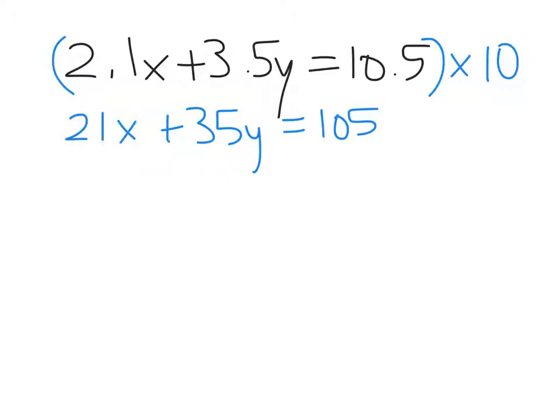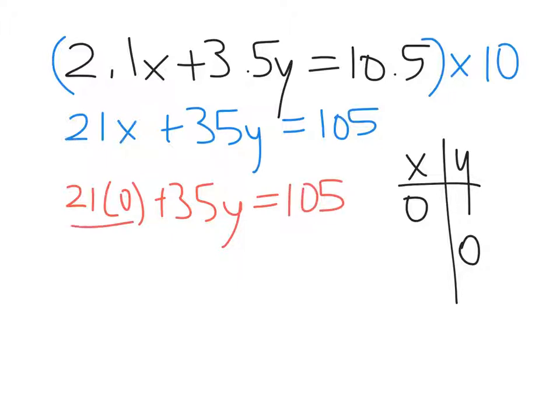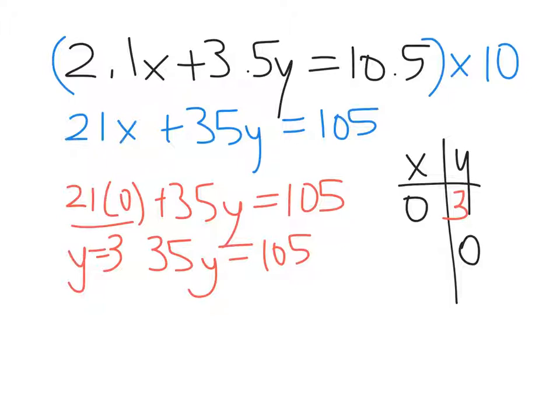So I'm going to go back to that method of x and y, where x is 0 and y is 0, and see what happens. For this first one, for x being 0, it's going to be 21 times 0 plus 35 times 0 is equal to 105. You'll probably get to the point where you just get rid of this term and know that's going to happen. You don't have to write it all the way out. That's what we're doing to start with. So 35y is equal to 105. Divide both sides by 35 and you get y is equal to 3. So when x is 0, y is 3.